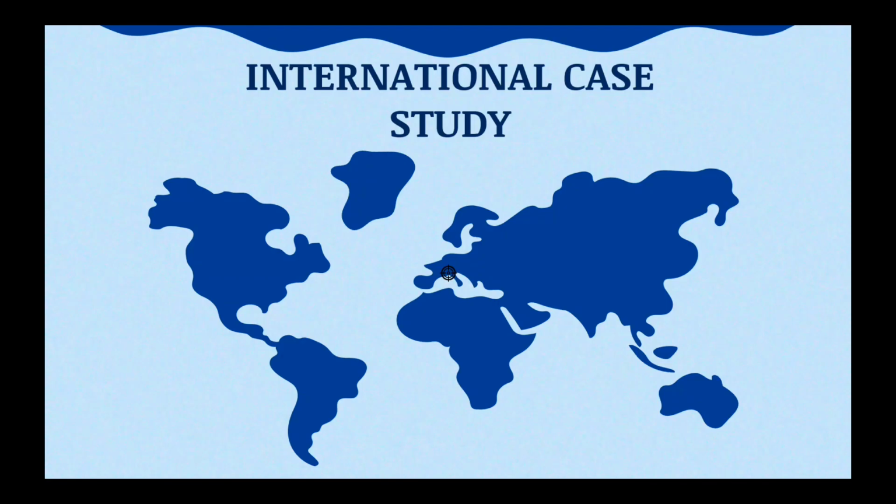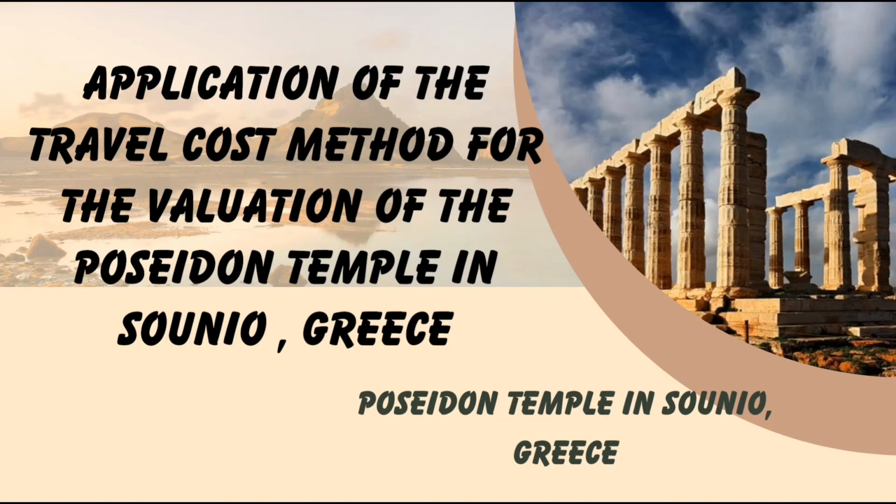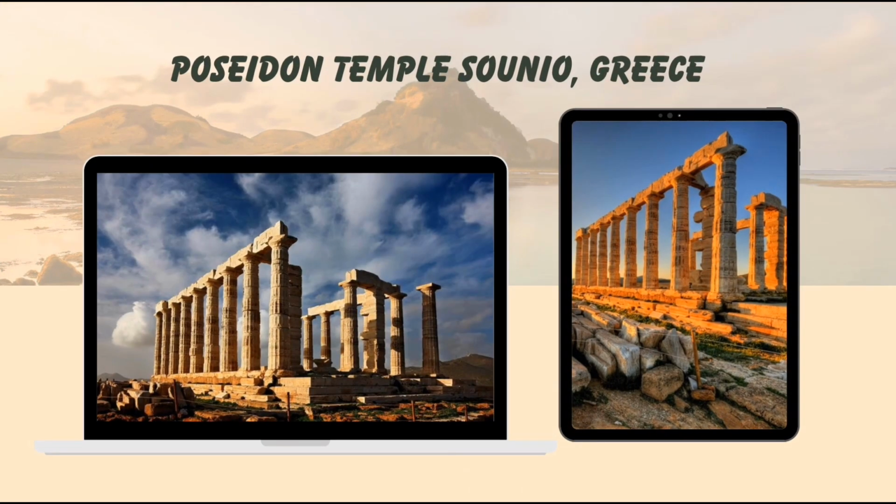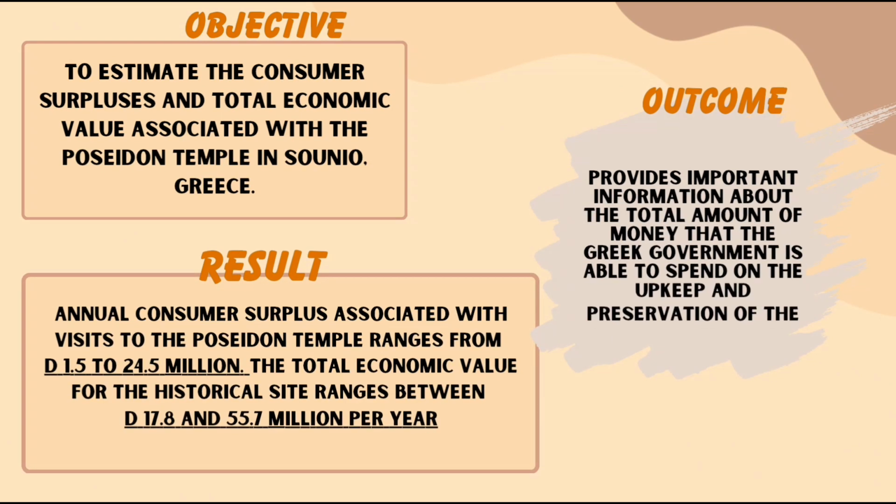There is also an interesting study conducted at a historical site in Greece. The travel cost approach was used in this study to estimate the consumer surpluses and overall values associated with the Poseidon Temple in Sunio, Greece. The findings indicate that the annual consumer surplus associated with visits to the Poseidon Temple ranges from 1.5 to 24.5 million euros, and the total economic value for the historical site ranges between 17.8 and 55.7 million euros per year. The result provides important information about the total amount of money that the Greek government is able to spend on the upkeep and preservation of the historical site.